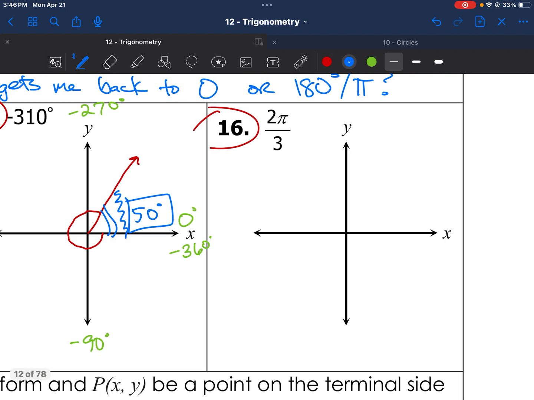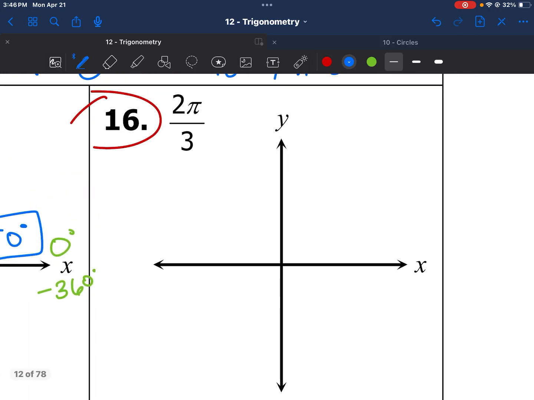All right, number 16, we're looking at 2 pi over 3 radians. Now, again, for some of you, this might be a little bit easier to visualize in degrees. So if you convert 2 pi over 3 radians, this would be the same as 120 degrees. So if I was to draw this angle, we get something about like this. That's about a 120 degree angle.